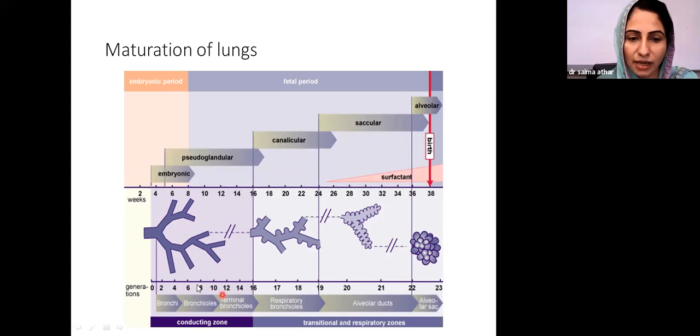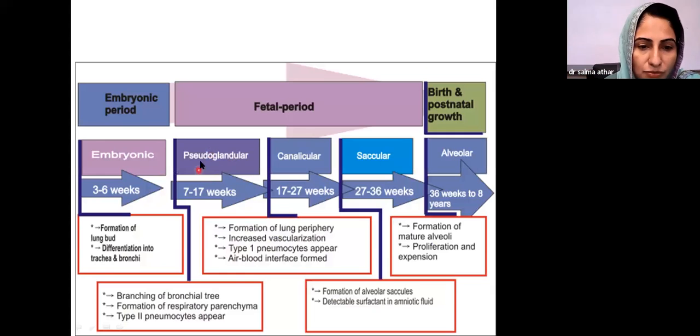आपको अब क्या याद रखना है? एक तो टाइमलाइन याद रखना है, दूसरा names of these phases. ठीक है, I'll be repeating this tomorrow as well. So what is happening during pseudoglandular phase? During pseudoglandular there is formation of lung periphery. ठीक है, there is formation of lung bud plus there is differentiation of trachea and bronchi. This happens in the pseudoglandular phase, right?